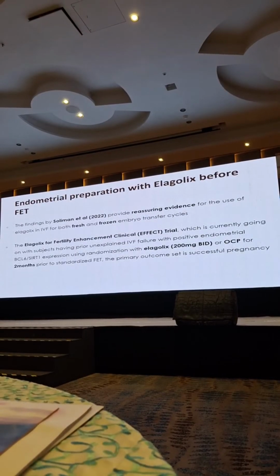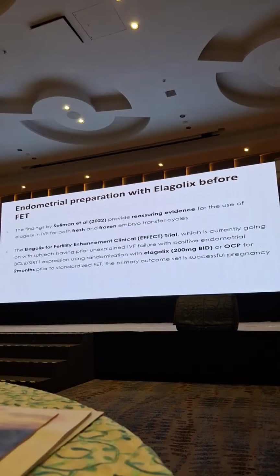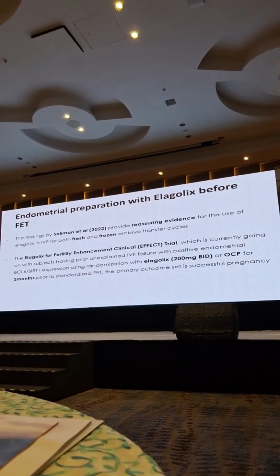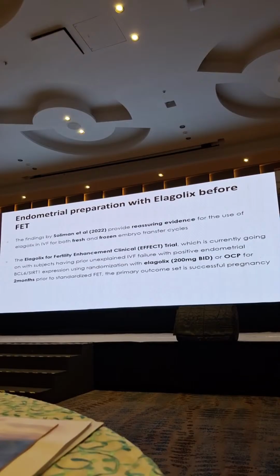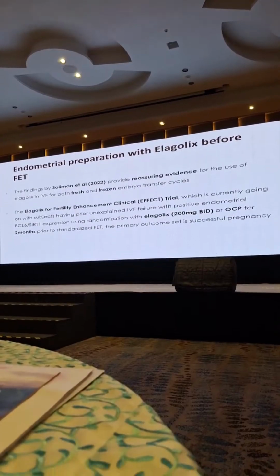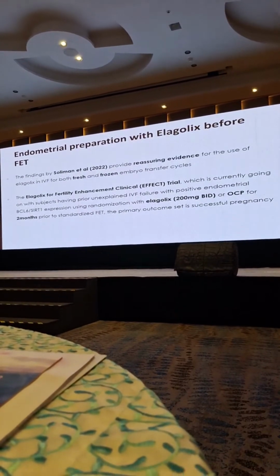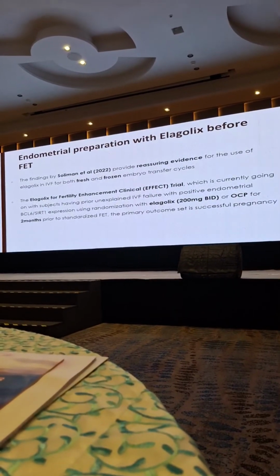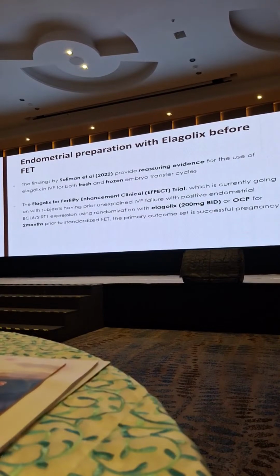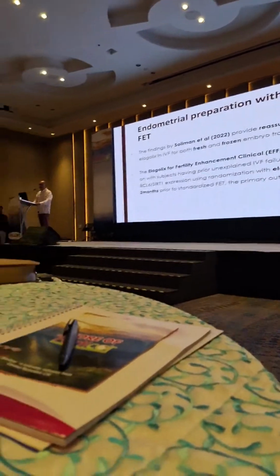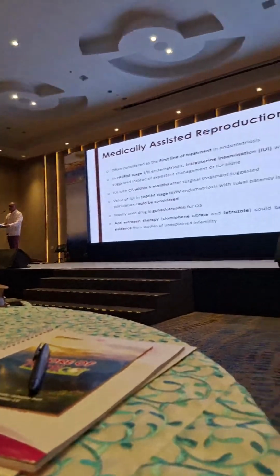The other way around, before endometrial preparation, elevonics can be used for a long time, and then you plan your frozen embryo transfer. The trial currently going on is in subjects having prior unexplained IVF failure with positive endometrial BCL6 expression, using randomization with elevonics 200 BD or OCP for 2 months prior to standardized FET, the primary outcome being a successful pregnancy. We have been using elevonics for a long period of time for this purpose before we plan our frozen embryo transfer in case of segmented IVF in endometriosis.